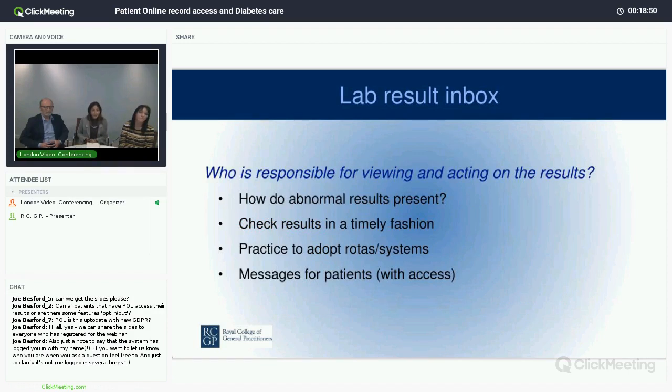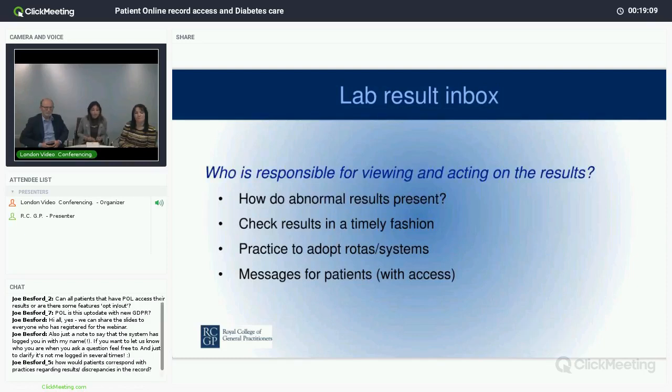So moving on to viewing and actioning test results. So abnormal results can present in different ways, and it really depends on the computer system that you're used to and that your practice has adopted. So, for example, some abnormal results may appear in red writing, in bold writing, or they may have an asterisk beside them. Either way, usually the computer system that you're using will draw attention to the abnormal results.